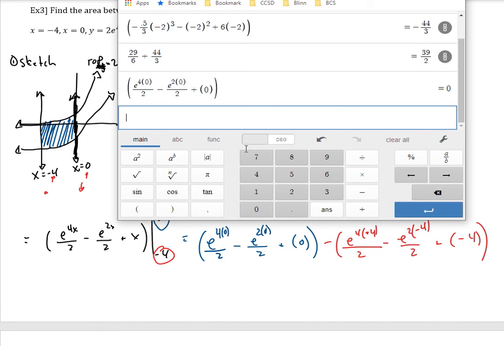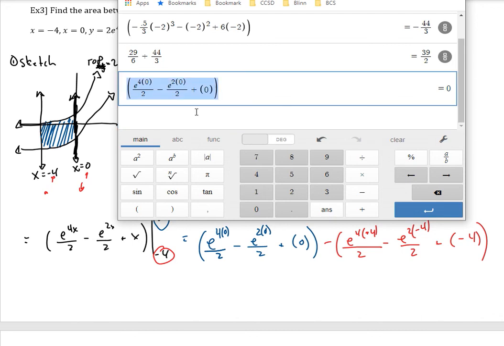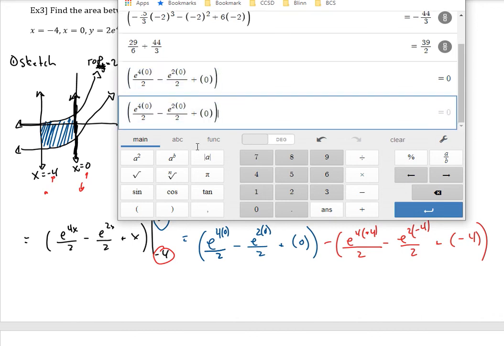But again, even if you could do this, and e to the 0 is 1, so you might say, hey, why do we need to do a calculator here? Well, it helps with the second portion, because I could copy and paste, and then I just need to change all the parentheses that had 0 in it to negative 4. Okay, so there it is.